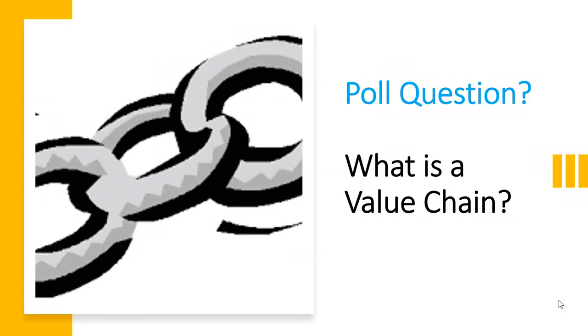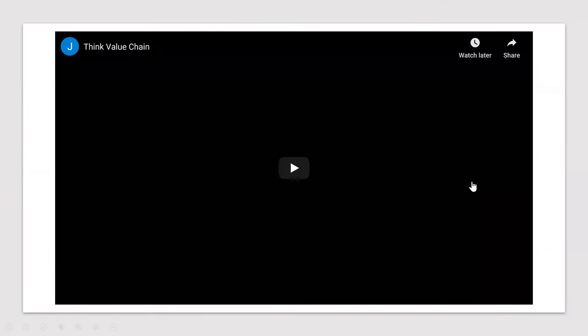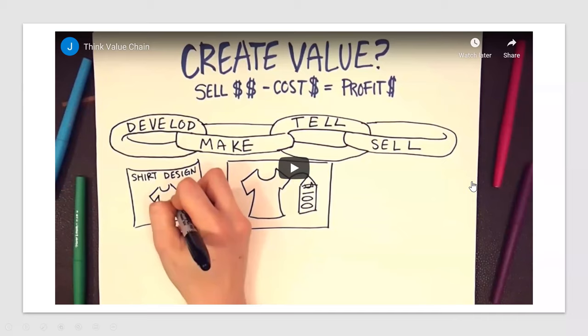And that is very much what it is. A value chain is a way of creating value and breaking down business activities to create a product or service and creating value from that product or service.